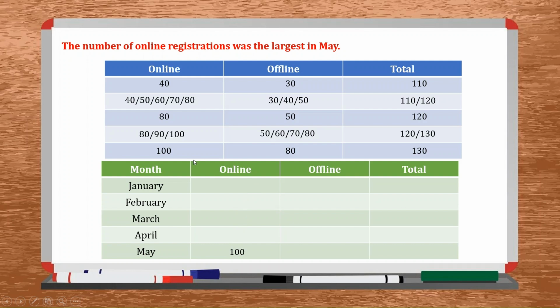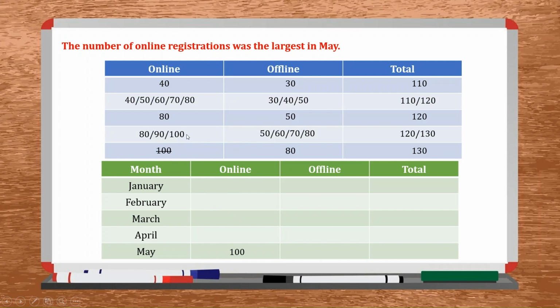Therefore, this fifth value from online, the largest value, is being placed in the green table now for May online. Therefore, I can strike it off. So this value is already consumed, and I cannot consume it again now.